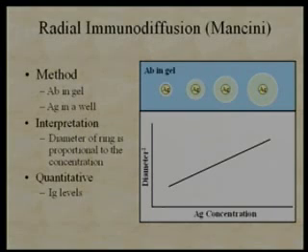What happens, obviously this is a cartoon of it, but what you see is actually a white ring, because the immune complexes get so large they actually precipitate out right in the gel. You see a white ring around the well, and you just measure the diameter of that ring, that circle.